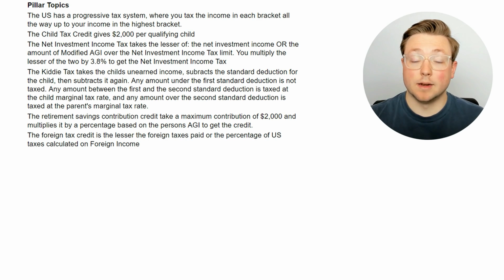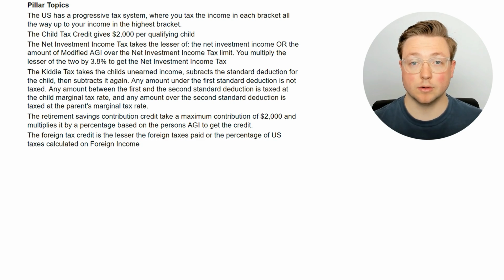And finally, the foreign tax credit is the lesser of the foreign taxes paid or the percentage of US taxes calculated on foreign income. So in our example, $15,000 was foreign income taxes paid, but then $30,000 of foreign income was only 30% of the total income for that person. So we calculated 30% of the total tax liability, and that's what the credit was. It was the lesser of foreign taxes paid or that foreign tax credit limit.